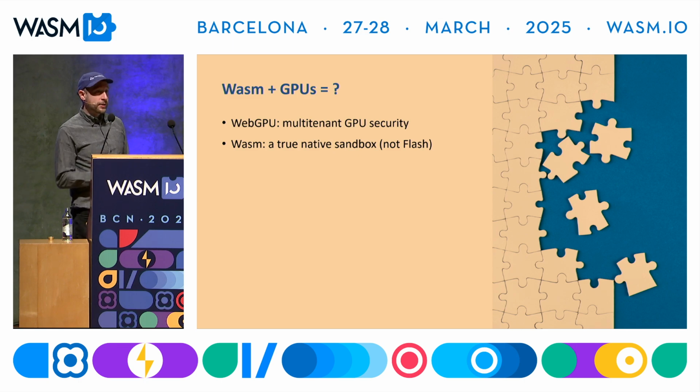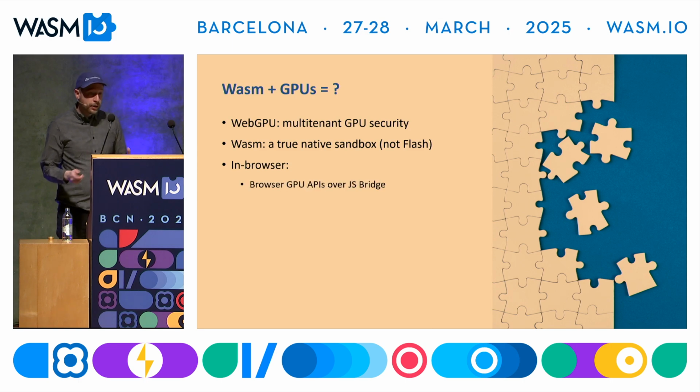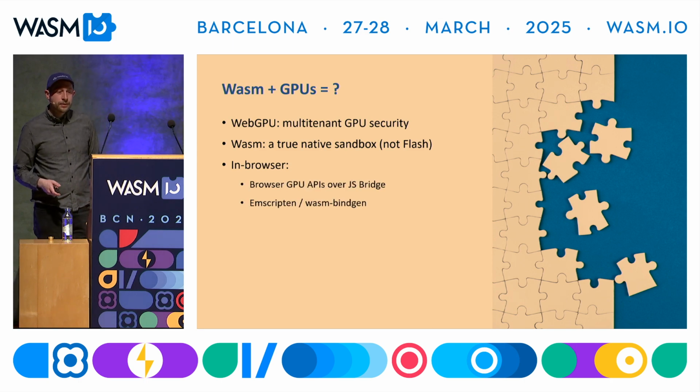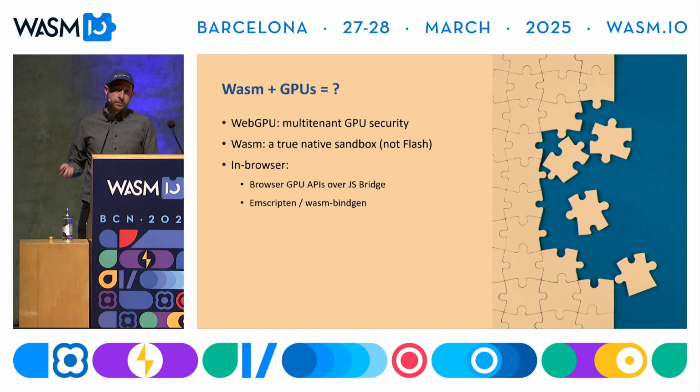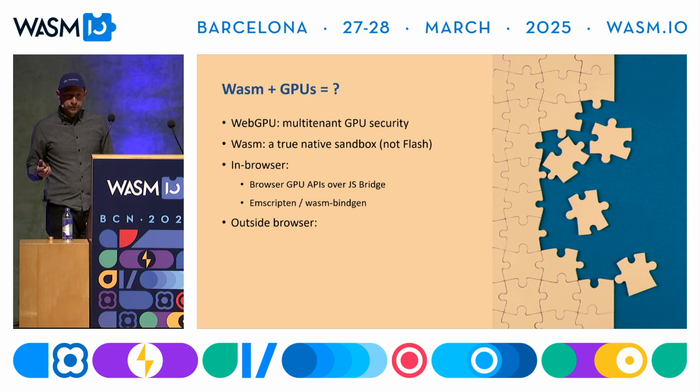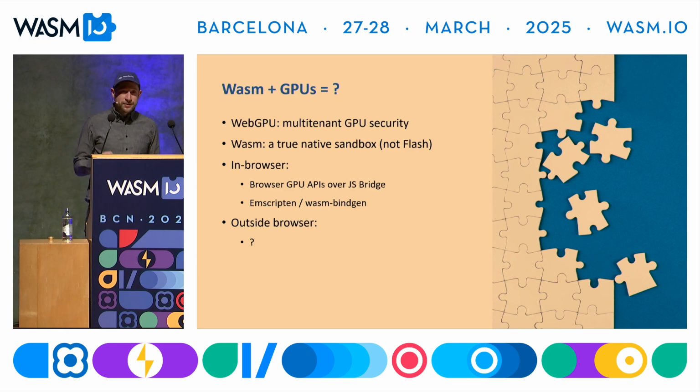And this is a true native sandbox. It's not Flash. It's not shelling out to system APIs. But we have this kind of model of WebGPU for GPU compute and Wasm for CPU compute. And in a browser, this integration works pretty well. You've got things like Emscripten for C++, wasm-bindgen on the Rust side. There's more as well. These can communicate with these browser APIs over a JavaScript bridge. But outside of a browser, there's not really any way to do this in core Wasm. You've got f32s, f64s, i32s, i64s, and that's it.